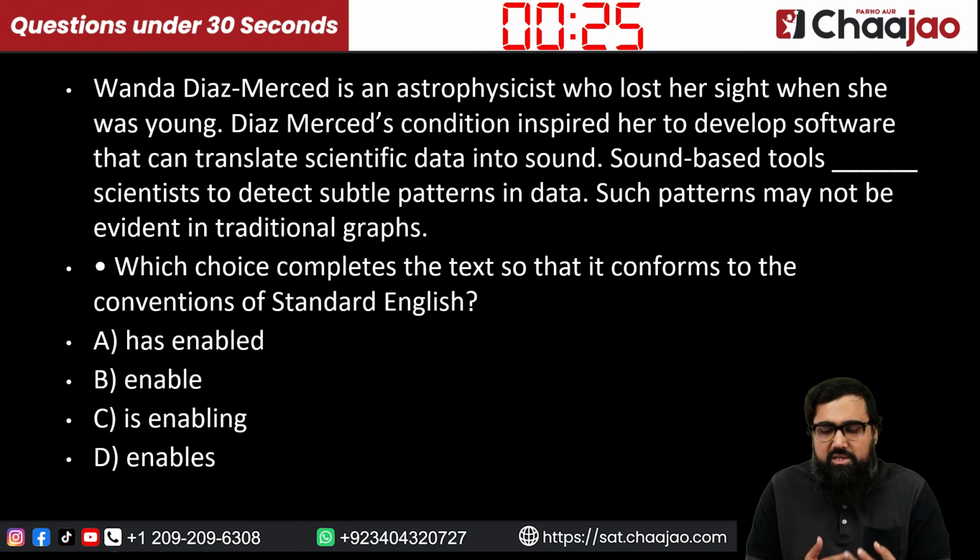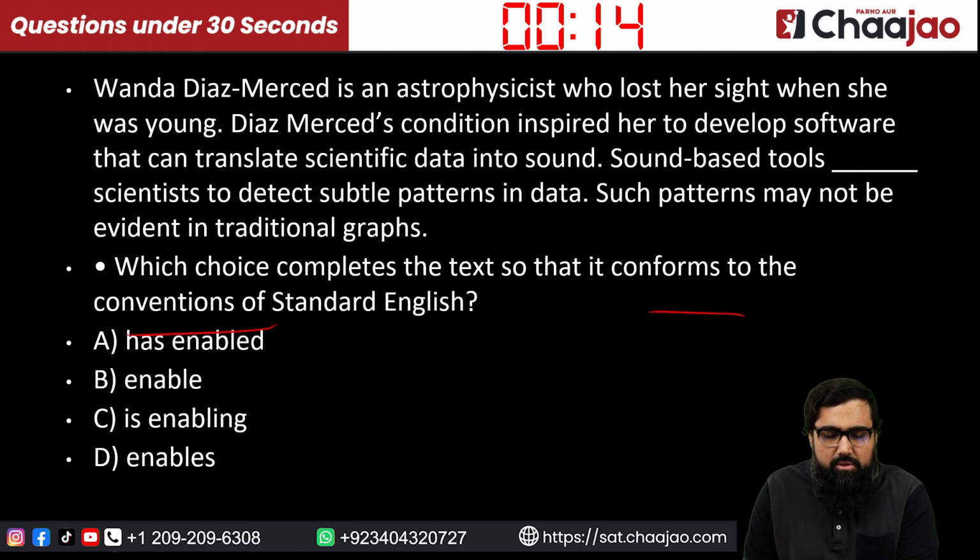DE's condition inspired her to develop software that can translate scientific data into sound. Sound-based tools blank scientists to detect subtle patterns in the data. Such patterns may not be evident in traditional graphs. Which choice completes the text so that it conforms to the conventions of standard English, right?